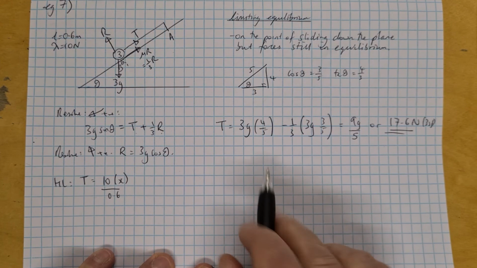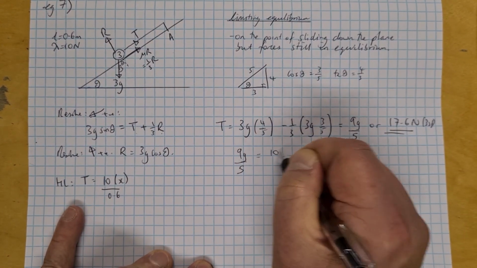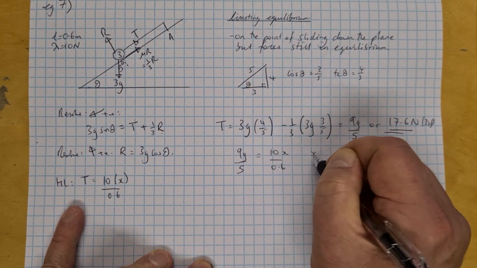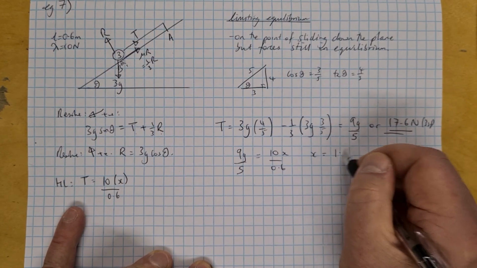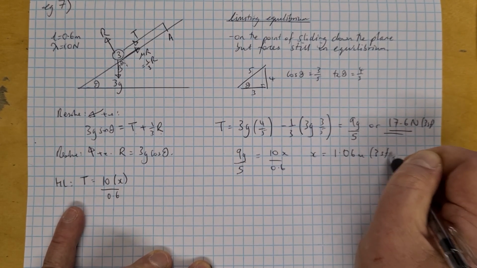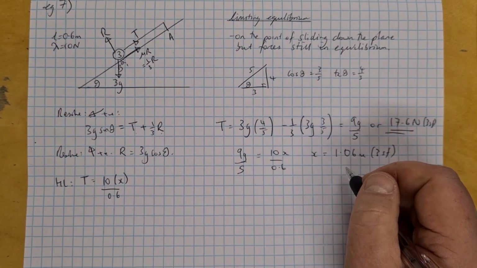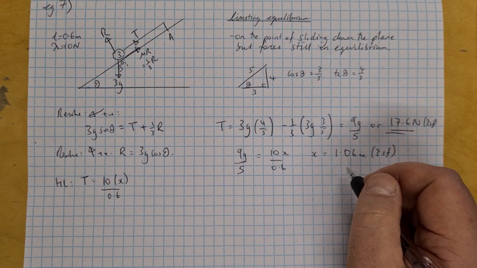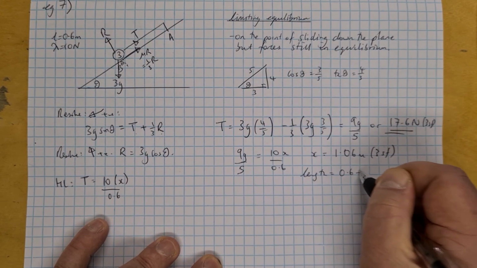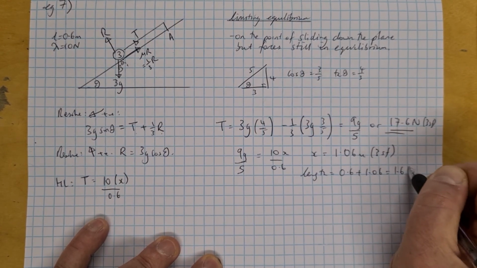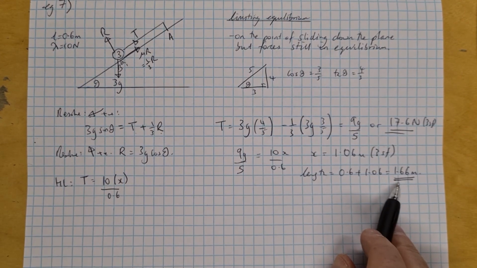And then once we have the tension, we know that the tension, so 9g over 5, is going to equal 10 lots of x divided by 0.6. And if we rearrange that equation, we're going to get that x is 1.06 meters to 3 significant figures. Now again, I'm just checking on the question. It asks us to find the length of the string. So the length of the string is going to be the natural length, which is 0.6, plus the extension, which is going to be 1.66 meters. Again, make sure you actually answer the question.